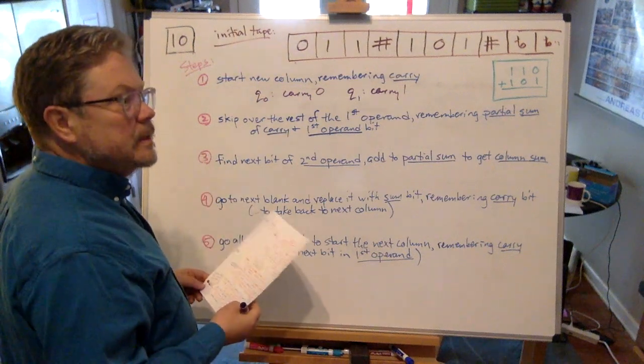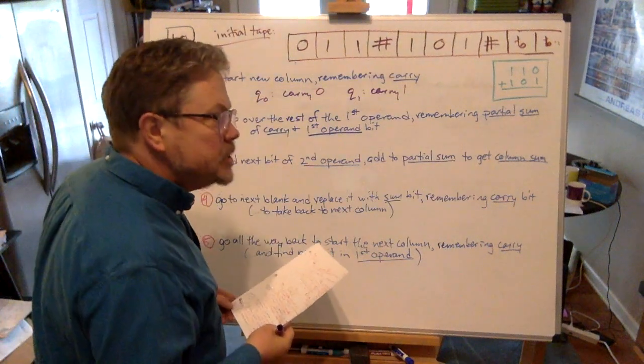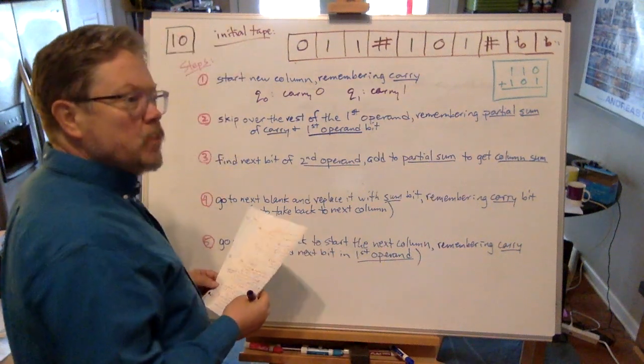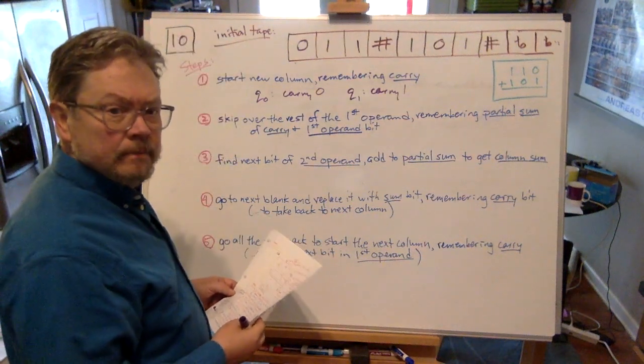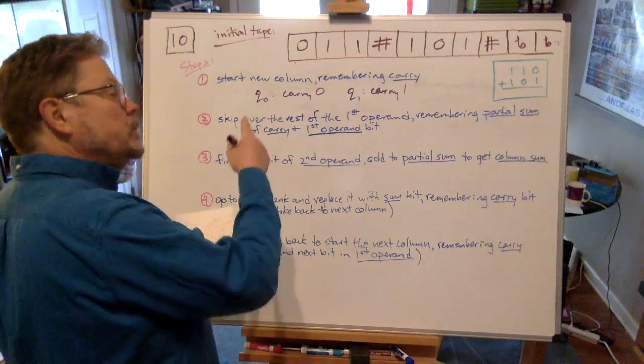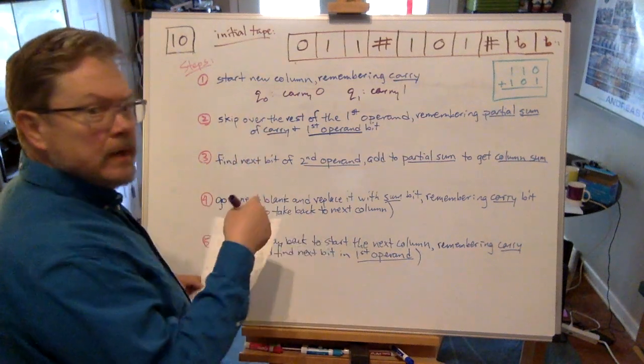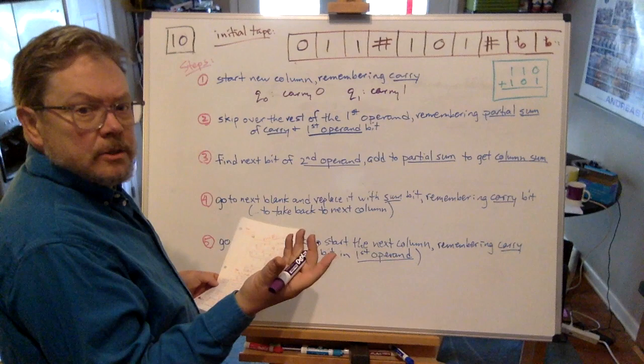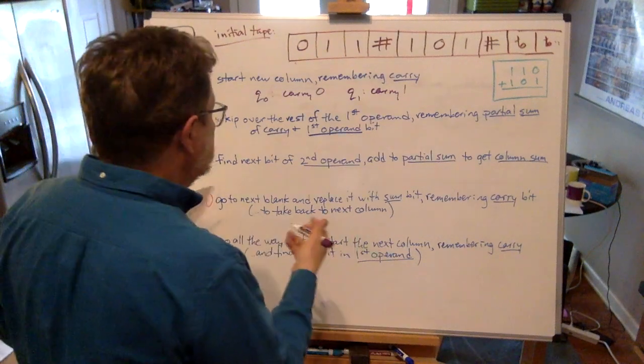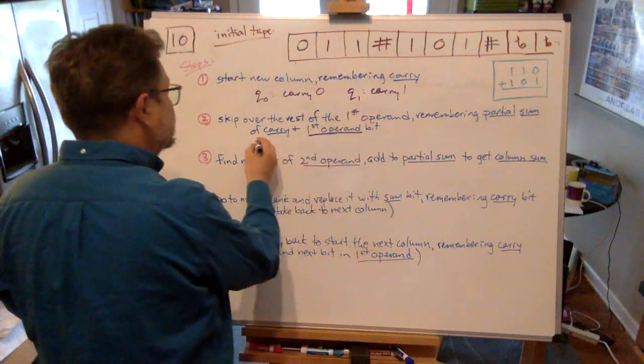I can only get a partial sum of 0, a partial sum of 1. There are actually 2 ways to get that. Carry 1, find a bit 0, carry 0, find a bit 1. The maximum I can get is 2, adding 2 1s. So I only need 3 states here, and I'll pick up where I left off.